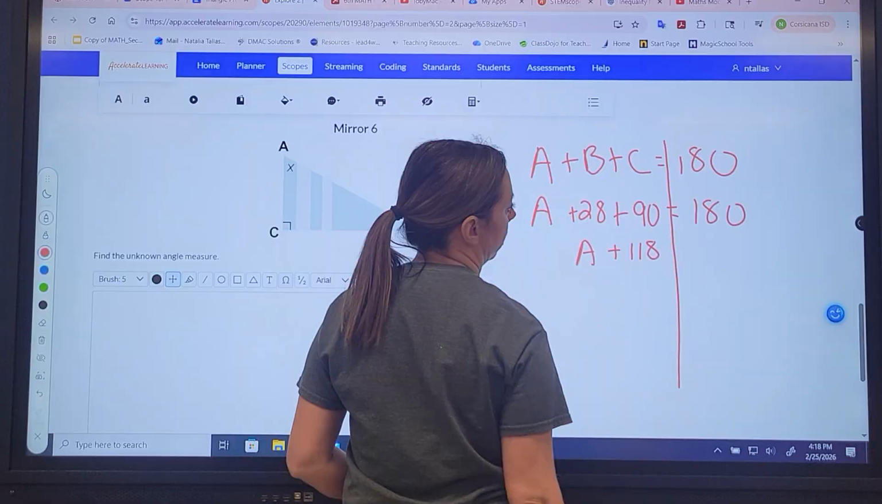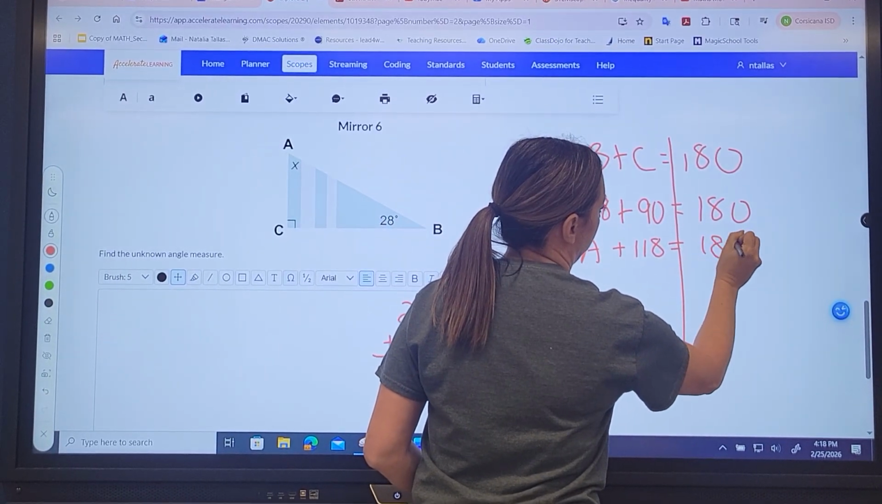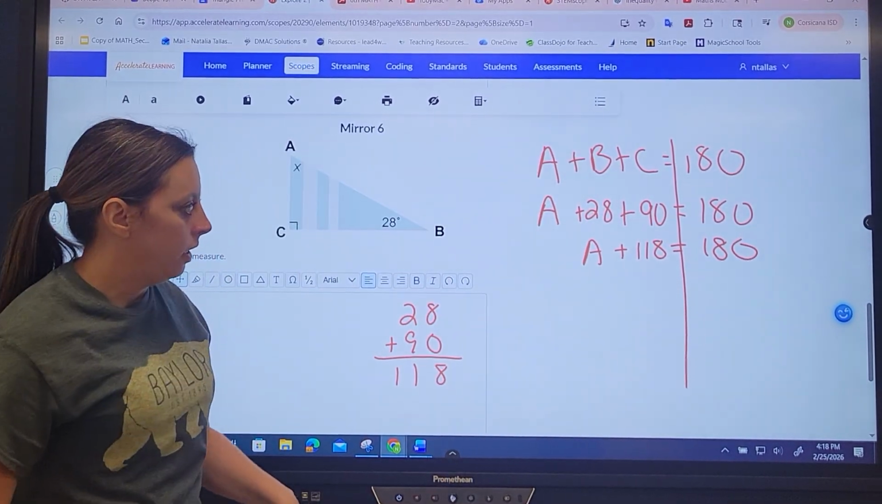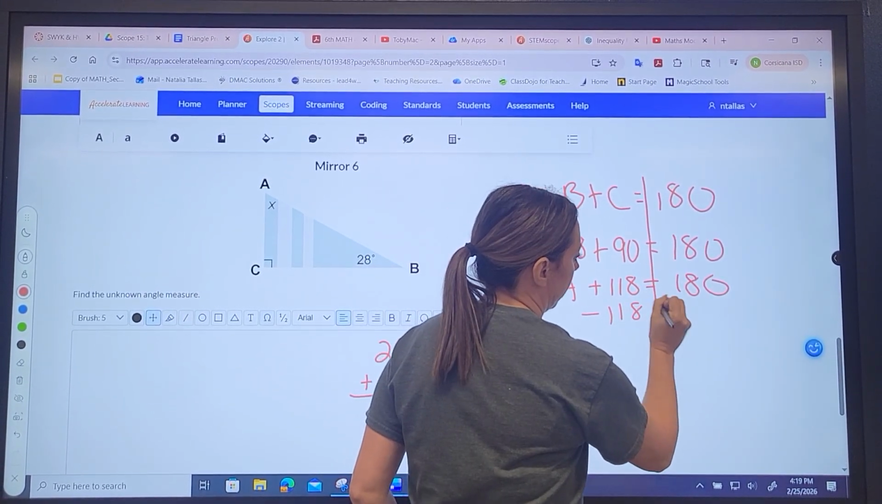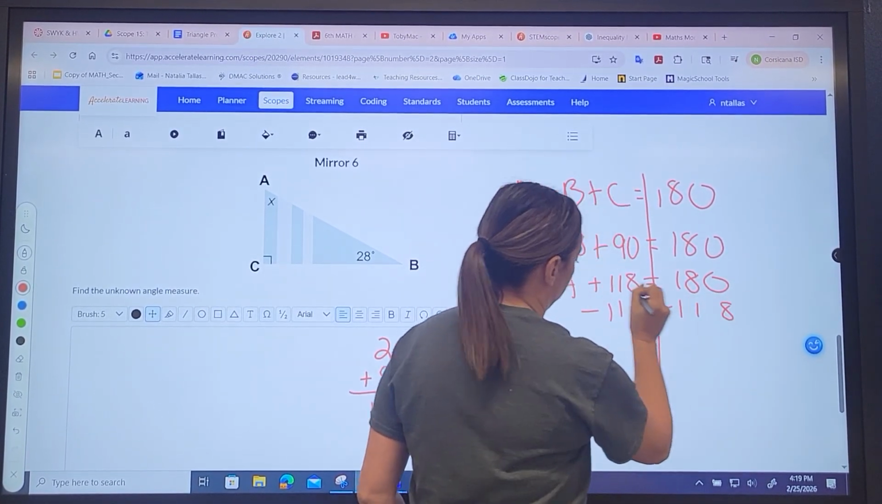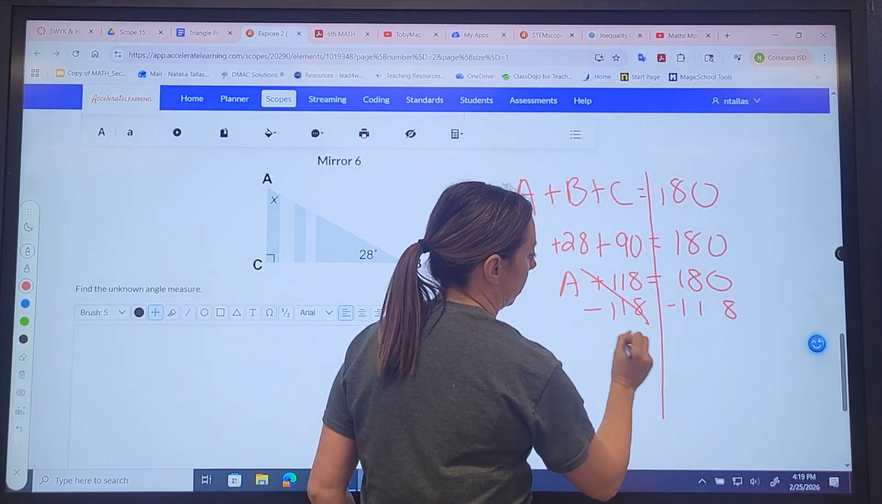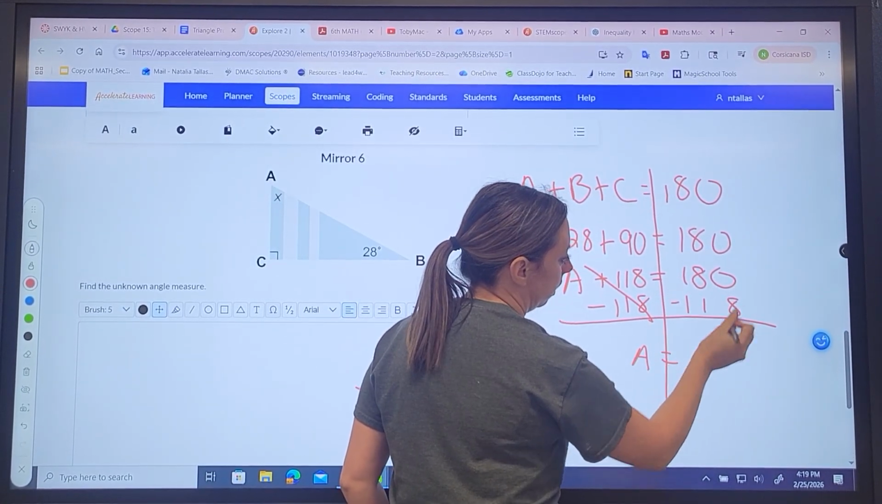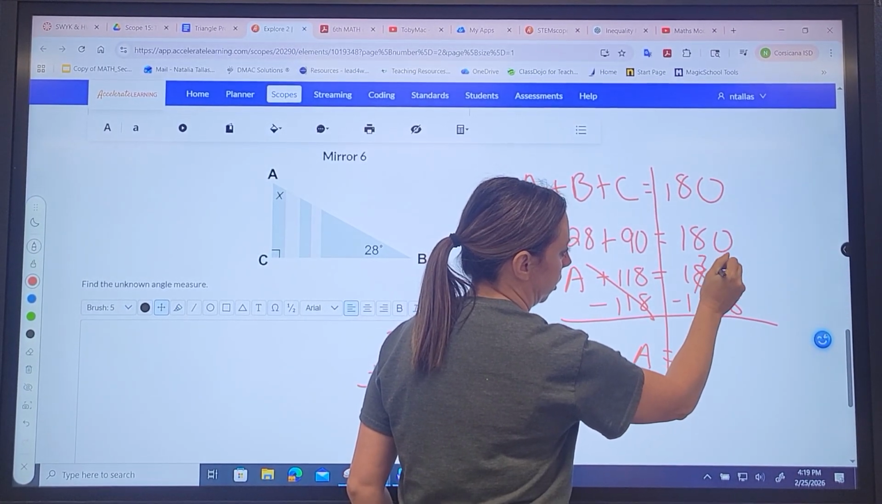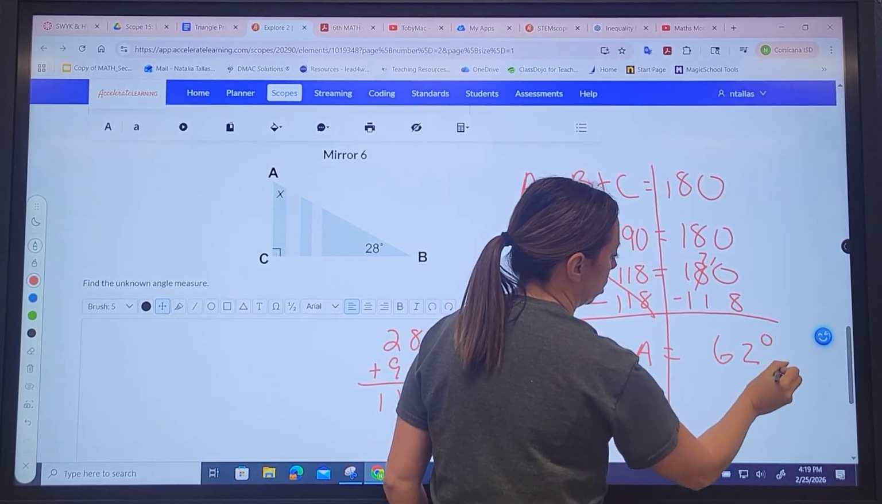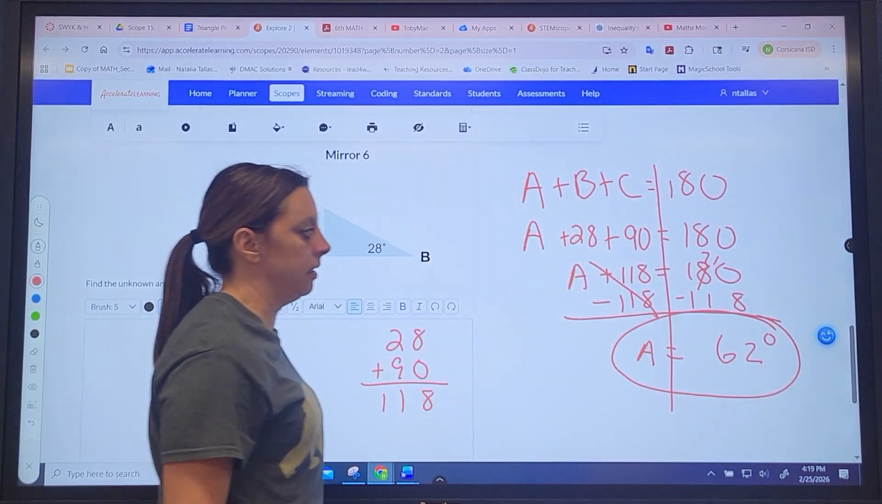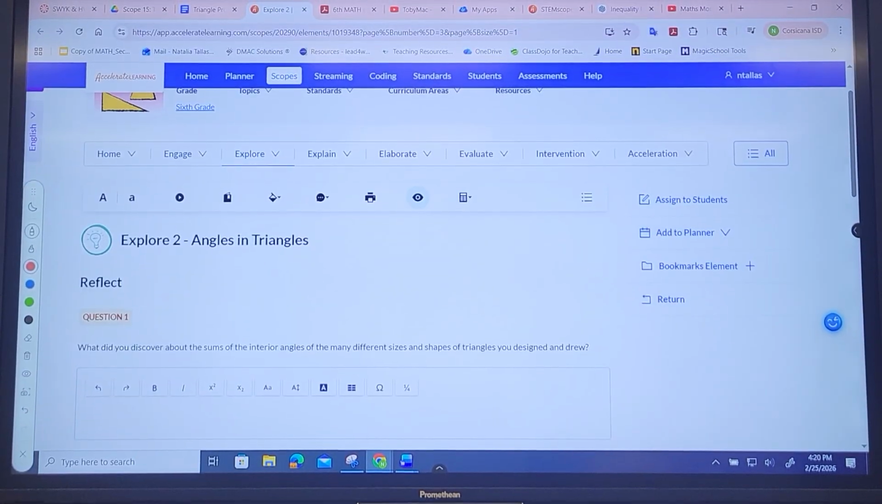Oh, I forgot, draw your line. Bring down your 180. And the inverse of adding is subtracting, so I'm going to subtract 118 from both sides. These cancel out. Bring down your A. Can't take 8 from 0, so regroup. That's 2. That's 6, so the measure of angle A is 62 degrees.